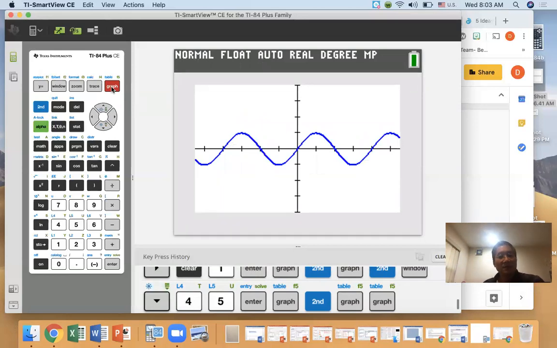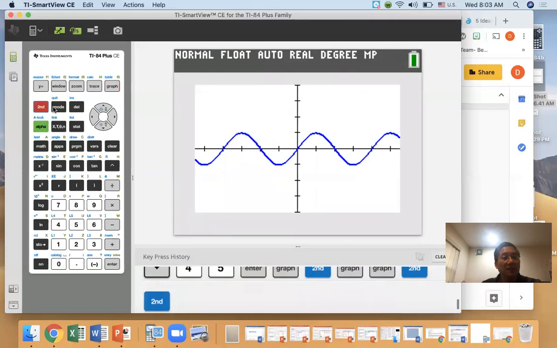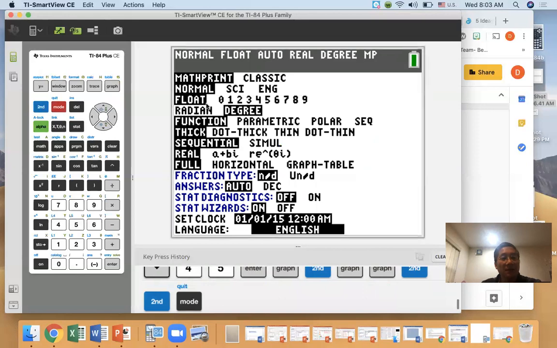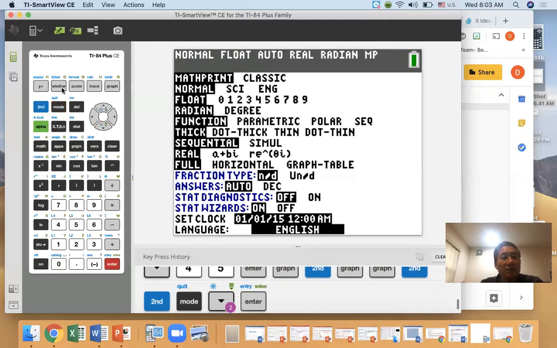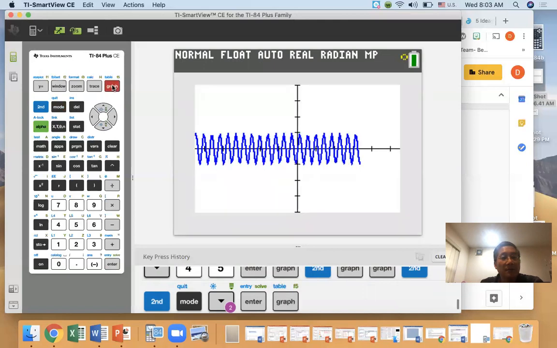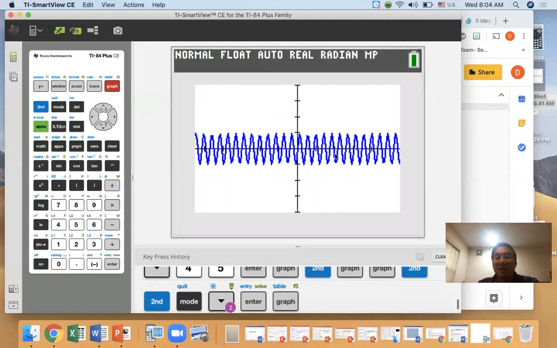Then I want you to see what happens if you change the mode. Second, mode. Let's say to the radian. Let's do the radian. And then I'm going to go to the graph. Oops, what is this? It's still the same graph, but when you changed the mode, the interval changed, right?